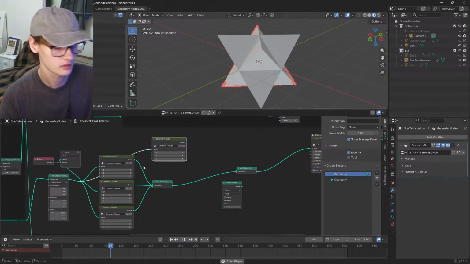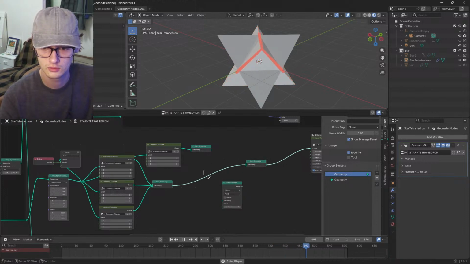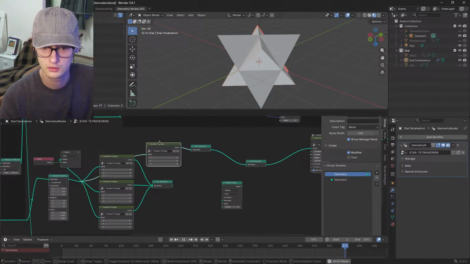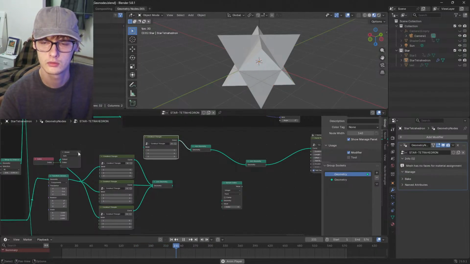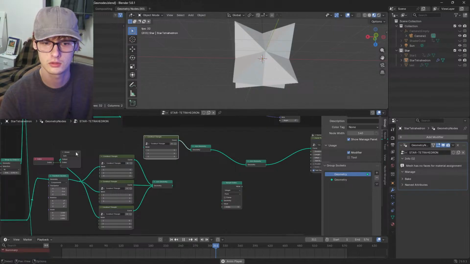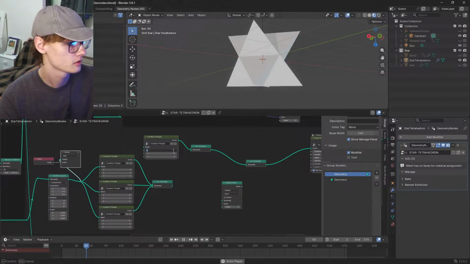I'm trying to think what triangles I need to focus on. So what would be the first triangle here? 7, 4, and 1, I think. Let's just try it.